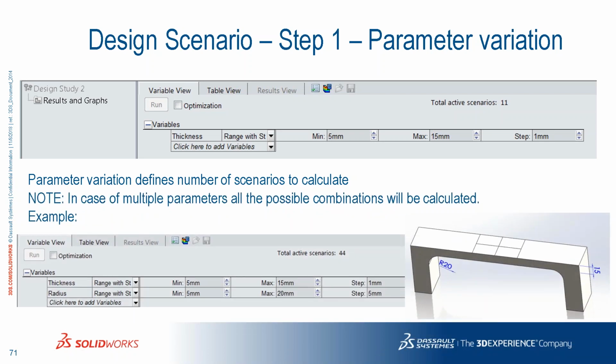And if you have multiple parameters, say you want to change the thickness, but also the 20mm radius, in this case, the software will figure out all the possible combinations. So in this case, if you combine a variation of 5 to 20 for the radius and a variation of 5 to 15 for the thickness, you'll get 44 scenarios.